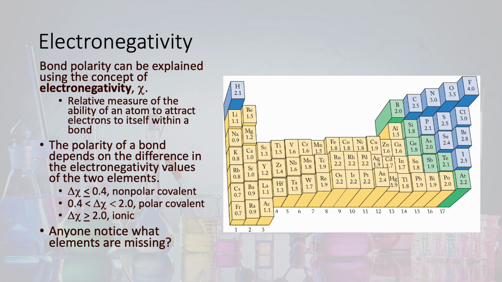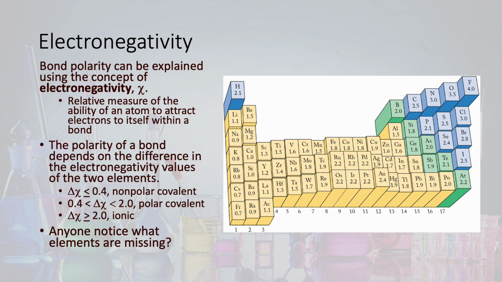So here is a chart, a representative periodic table of the electronegativity of various atoms on the periodic table, right? When we look at electronegativity and try to determine whether a bond is polar or not, we can use this simple cheat sheet over here on the bottom left, right?